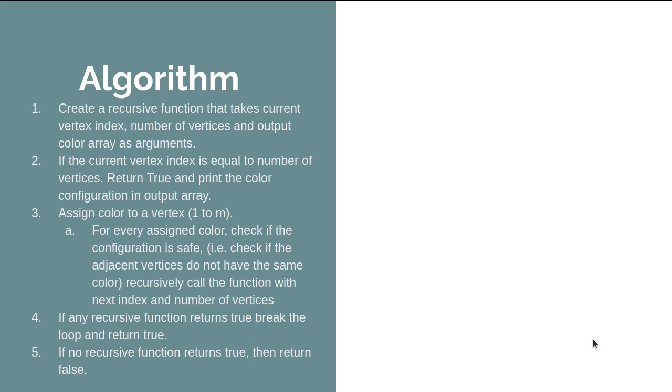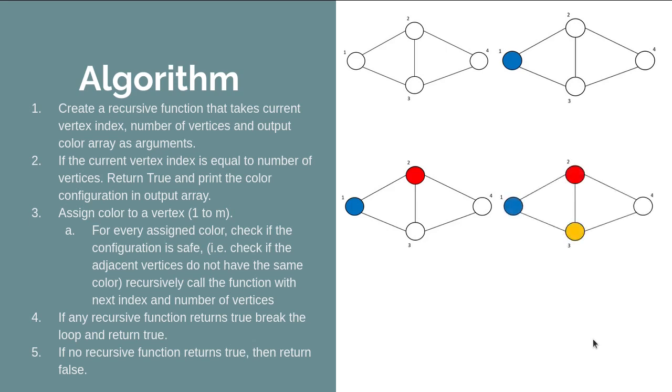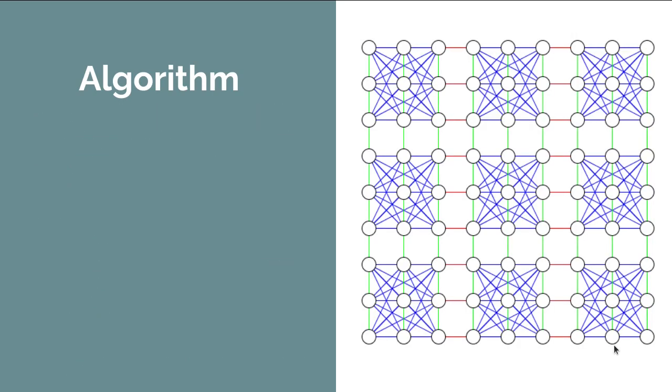Let's try and work this out intuitively though, with the graph here. Let's say the first node we color blue. Now, node 2 cannot be blue, so we have to assign it maybe red. Node 3 cannot be red or blue, so we have to assign a different color, maybe yellow. Node 4 cannot be red or yellow, so it can be blue or any other color if we have no constraints. So how do we translate this to our Sudoku?